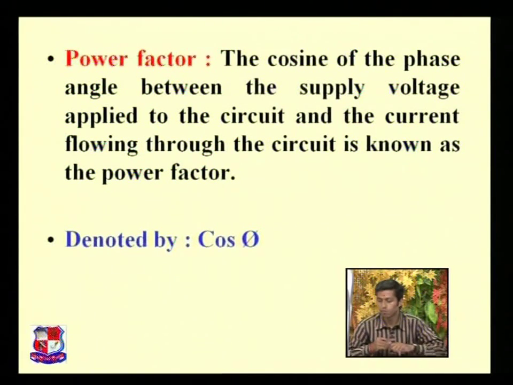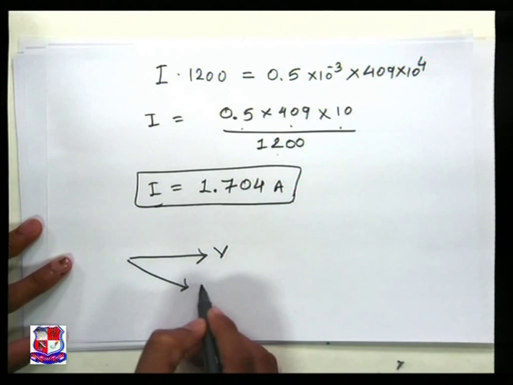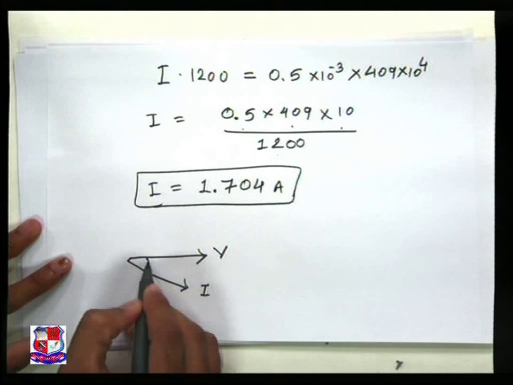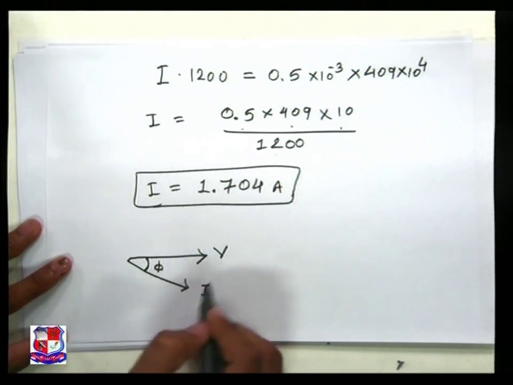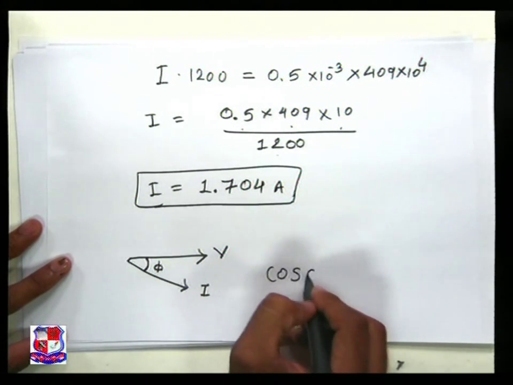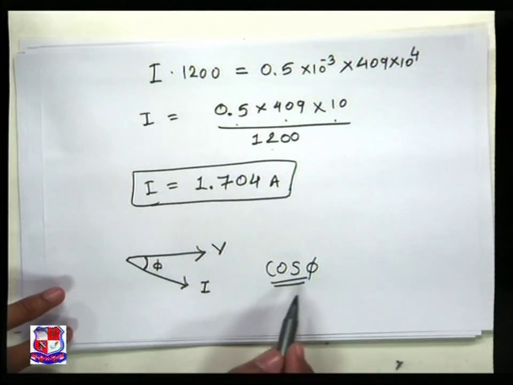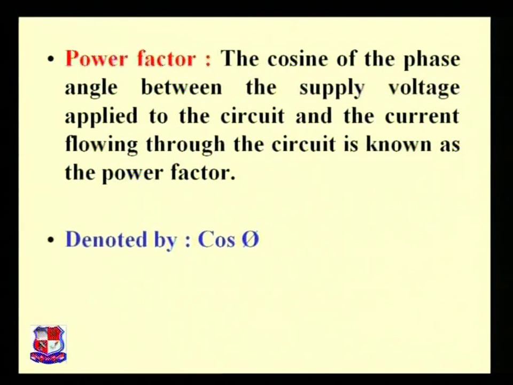Simple. See in the projector. Suppose supply voltage is V and passing current is I, shown by the vector diagram. Then it forms some angle between them. This angle is phi, and if we solve this circuit, we find the cosine of this angle. Then this cosine is known as cos phi. The cosine of the angle between voltage and current is known as the power factor.